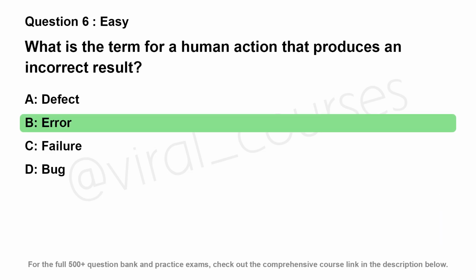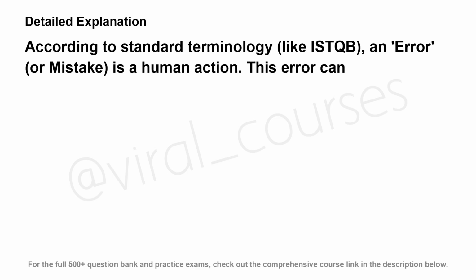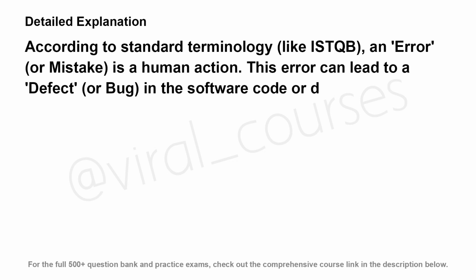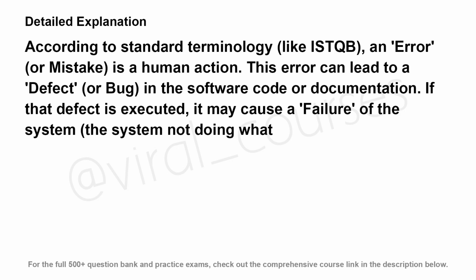The correct answer is B. According to standard terminology, like ISTQB, an error, or mistake, is a human action. This error can lead to a defect or bug in the software code or documentation. If that defect is executed, it may cause a failure, the system not doing what it is supposed to do.